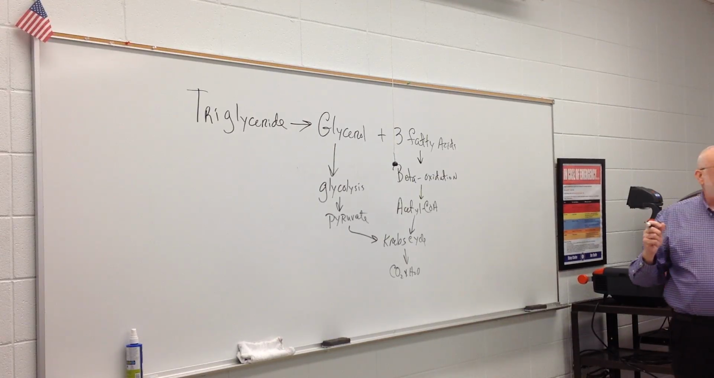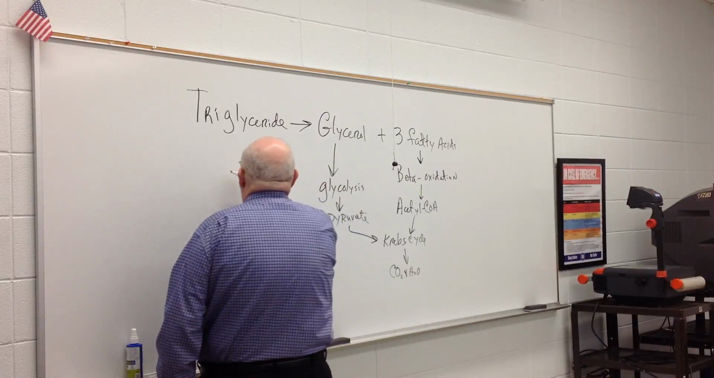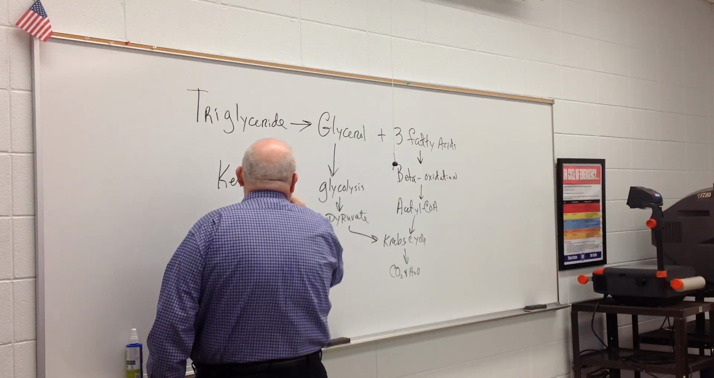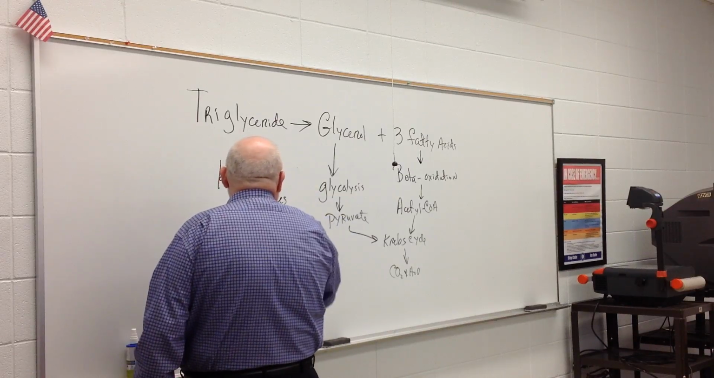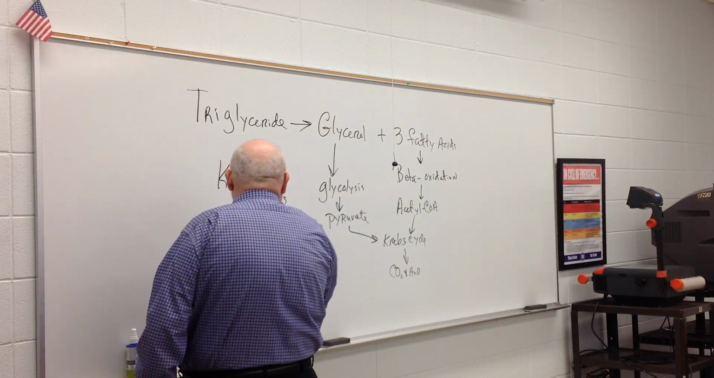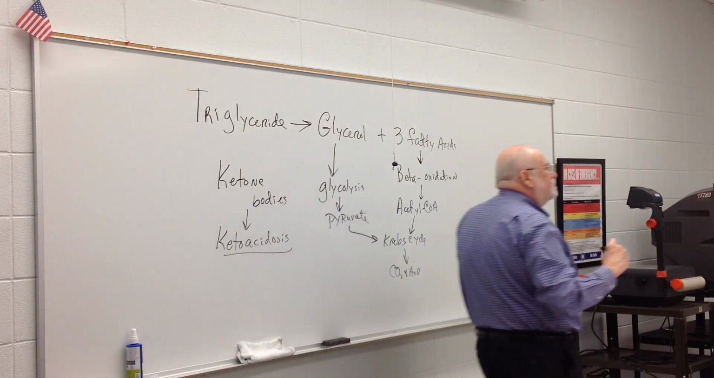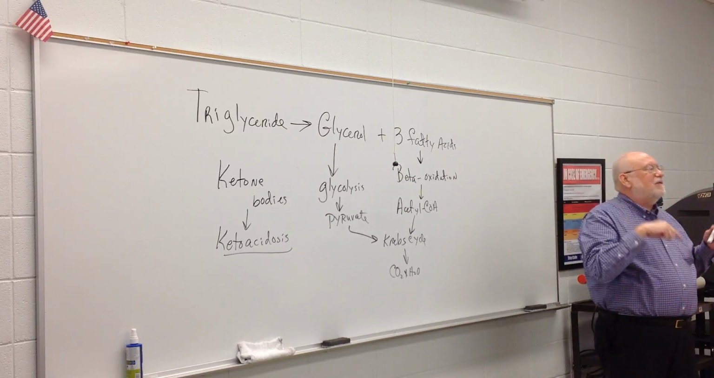Because if you start really breaking down lots and lots of triglyceride, one of the things that you can end up forming are some nasty things called ketone bodies. And if you get too many of these, you can end up with ketoacidosis. All right, with ketoacidosis, which, you know, can actually be fatal if you get too much of this stuff. Makes your blood too acidic, and there you go.